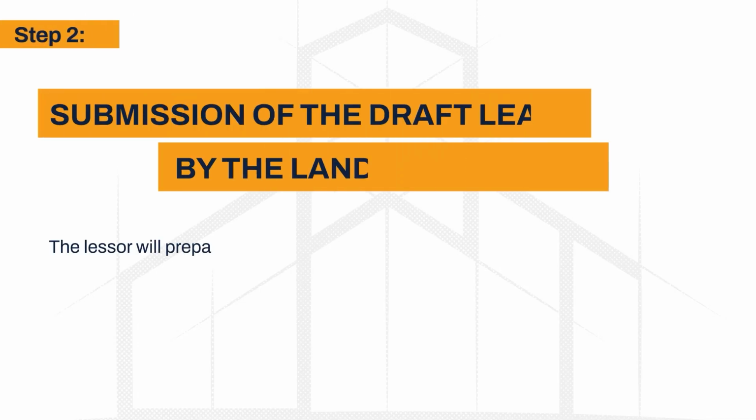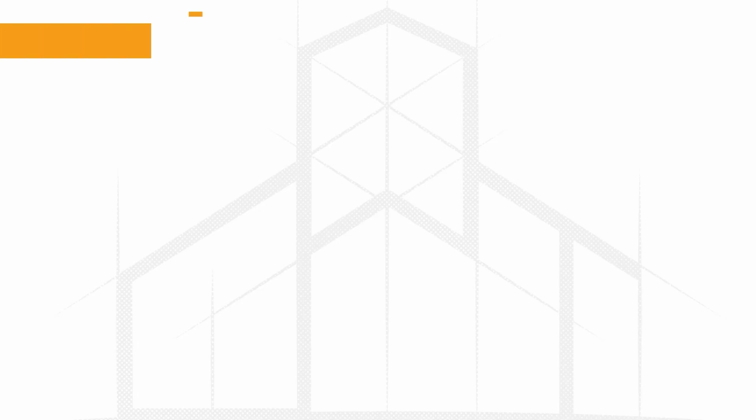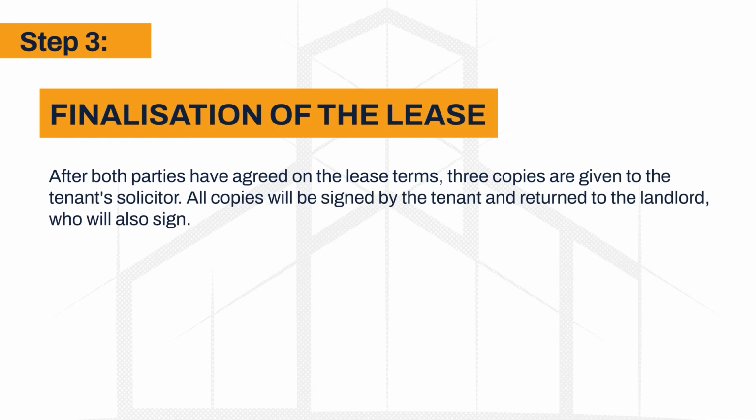Step 2. Submission of the draft lease by the landlord, the lessor. The lessor will prepare a lease based on the criteria outlined in the agreement to lease document. The lease is then sent to the tenant's solicitor who will review it and possibly request changes. The landlord must also submit a disclosure statement, which includes property information such as mortgages, covenants, easements, zoning, and outgoings. The tenant must pay for any registrations and surveys. Step 3. Finalisation of the lease. After both parties have agreed on the lease terms, 3 copies are given to the tenant's solicitor.